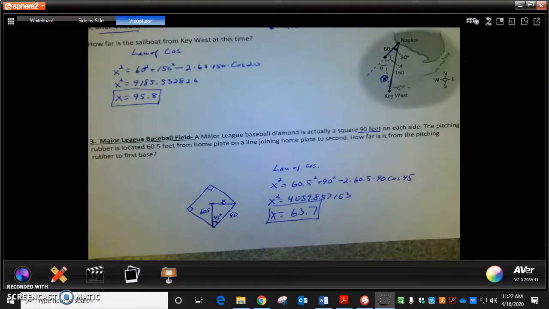And that's it. If you take a look at your worksheet, there are 4 problems that I want you to try on your own. I'll give you a hint. 2 of them are going to be the law of cosines and 2 of them are going to be the law of sines, but you've got to make that decision.